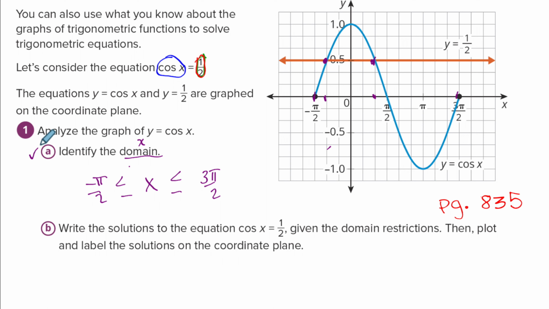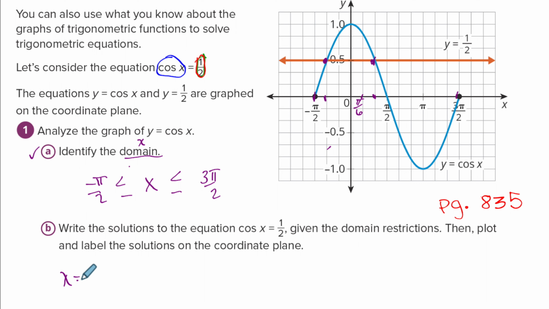We've answered 1a. Now b: write the solutions to the equations given the domain restrictions, which means only on this graph. Then plot and label the solutions in the coordinate plane. Easy enough. We just need to figure out what that x value is. Here's how I would do it. Pi's right here, right? So then we got 1, 2, 3, 4, 5, 6. So the scale on here is pi over 6. That's what one line is. So this is 2 pi over 6.